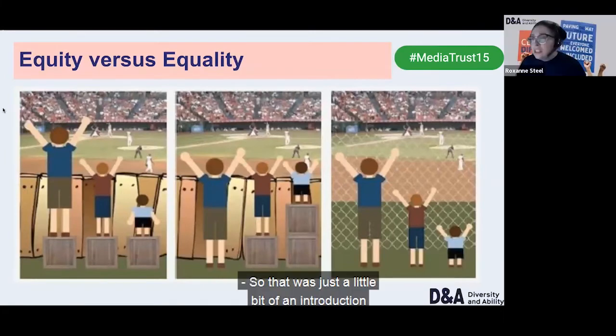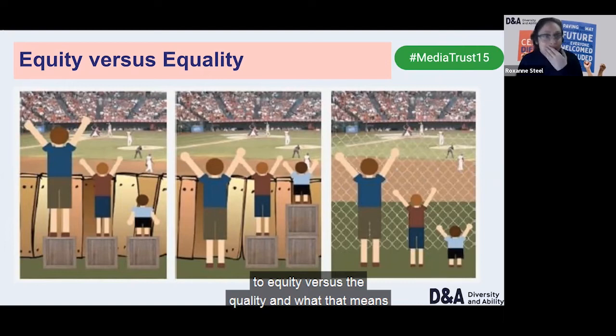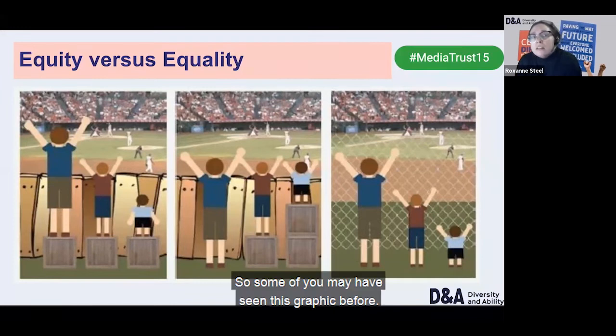So that was just a little bit of an introduction to the Equality Act, and we're going to move on to equity versus equality, and what that means, what that looks like, because I remember at the start someone said this is definitely of interest. So some of you may have seen this graphic before.